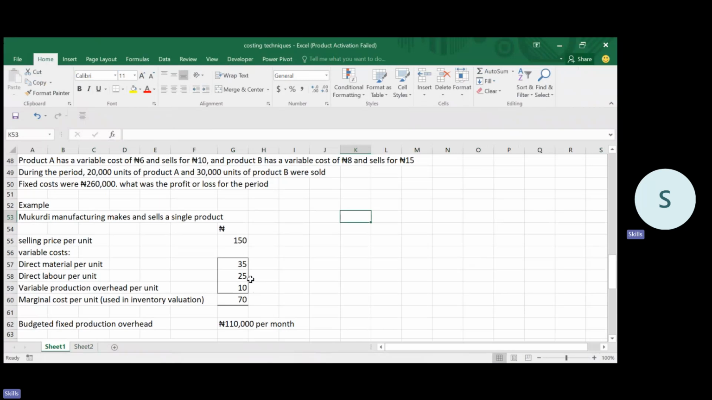35 plus 25 plus 10 will give you 70. So this is the total variable cost, and it is the total variable cost you use in your inventory valuation. That is what this means. Your total variable cost is what you will use in your inventory valuation.